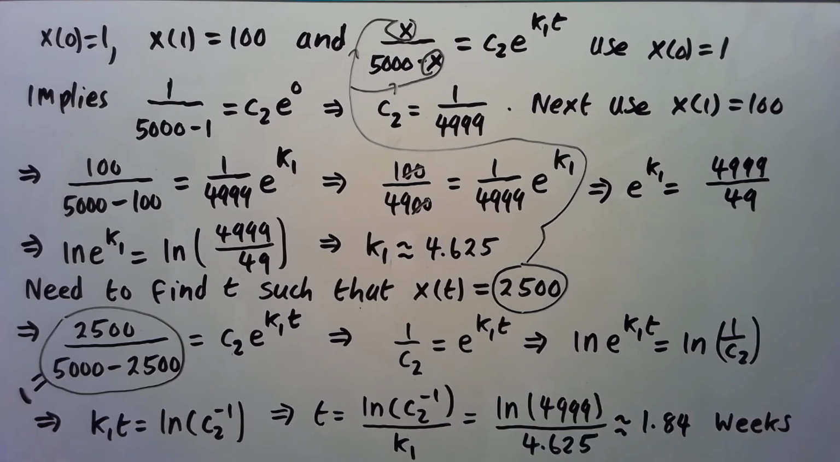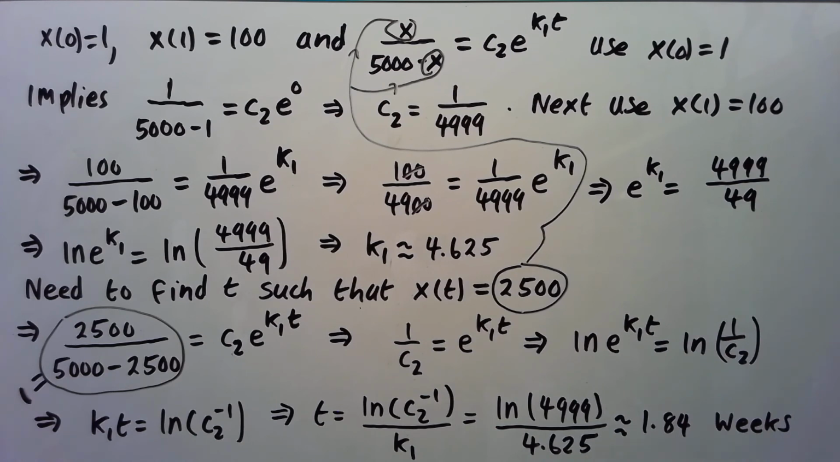So plugging our values in. So C2 to the minus 1 then would be 4,999. Our K1 was 4.625. And when you work this out, it turns out to be roughly equal to 1.84. So in 1.84 weeks, pretty much half the town would be infected. Okay, so we're done.